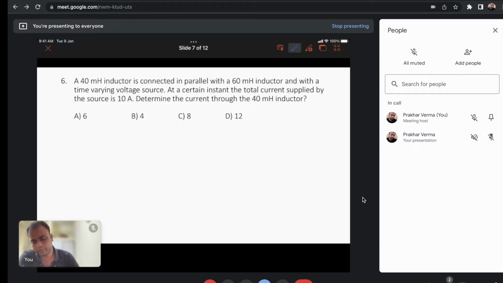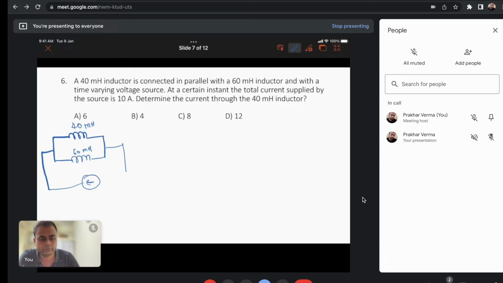Again, this question is similar to the previous one. Instead, we are having inductors here instead of the resistors. So again, we have parallel inductors. So first of all, we can say that the upper inductor is of inductance 40 millihenry, the lower one is of 60 millihenry, and the total current source is also provided, the current source being attached.